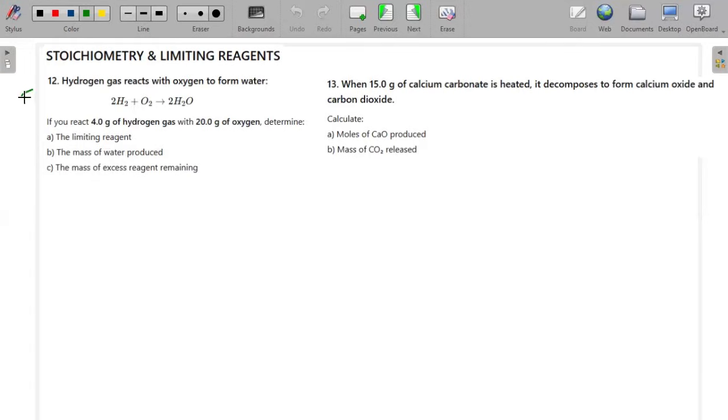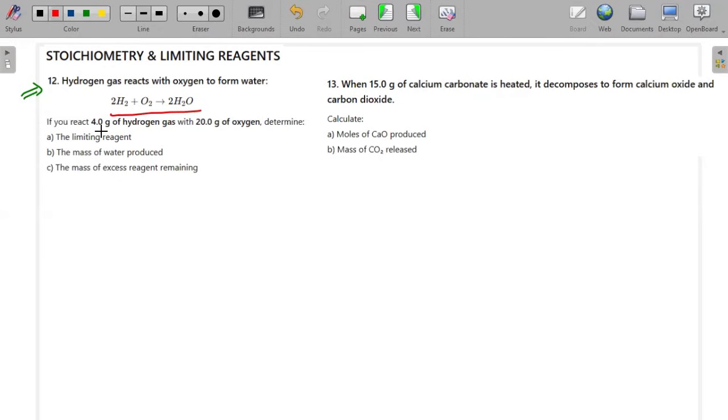So number 12, they're saying hydrogen gas reacts with oxygen to form water, and they've given us the equation there. Check if the equation is balanced. Yes, it is balanced. And then they're saying if you react 4.0 grams of hydrogen gas with 20.0 grams of oxygen, determine the limiting reactant.